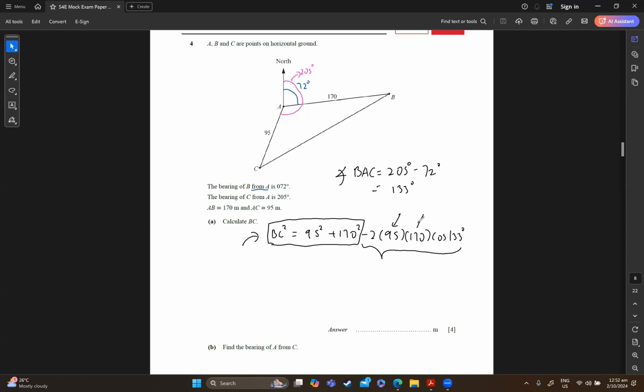The two values that you choose here should create the angle. So if you see 95 and 170, these two lines create this angle, 133. That is your cosine, then you put your angle there. Key this in a calculator, square root it. Your answer for BC should be 244.85. Round it off, you should get 245.